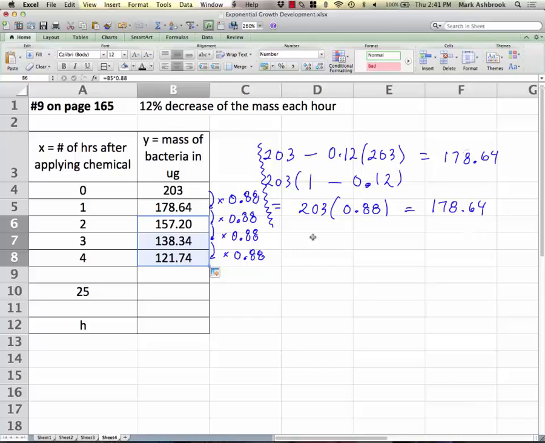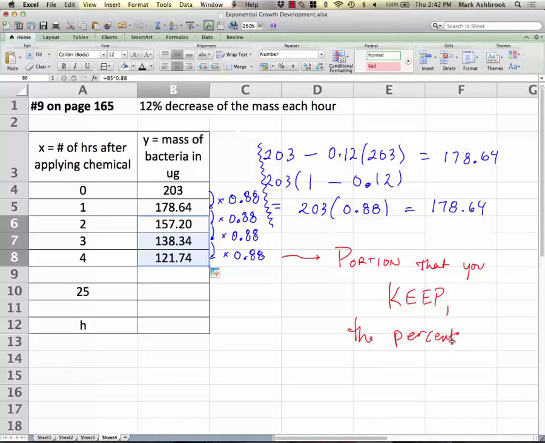So here's the thing about decay factor. You have to see that what that is, this is the portion that you keep. What was the amount that we lost? 12%. So we're keeping 88%. So the decay factor is the portion that you keep, or the portion that remains. The percent that remains, 88%.